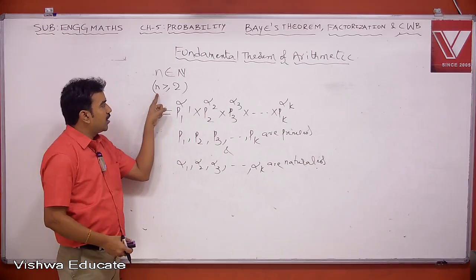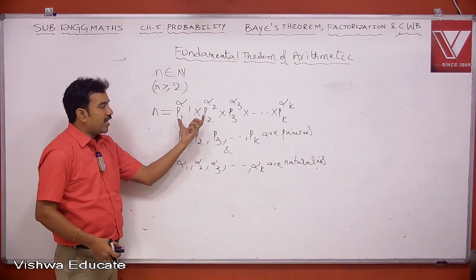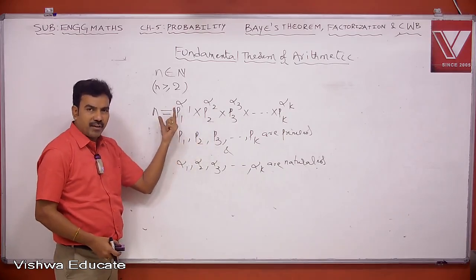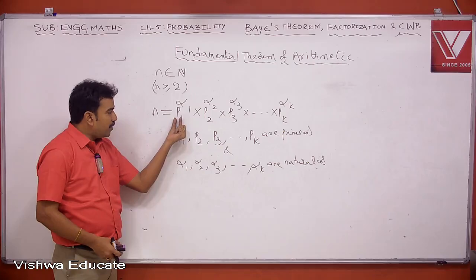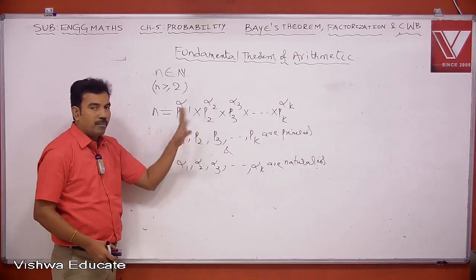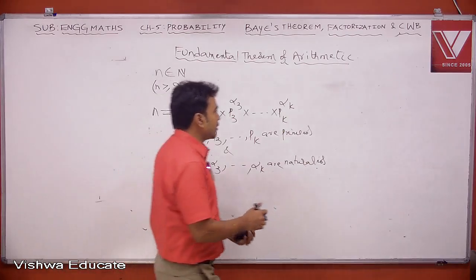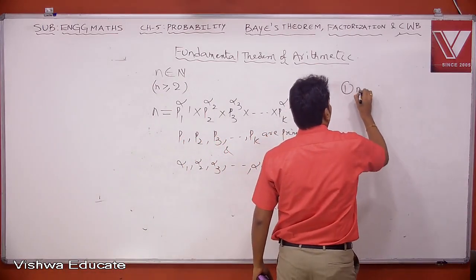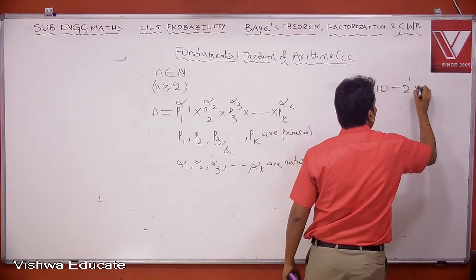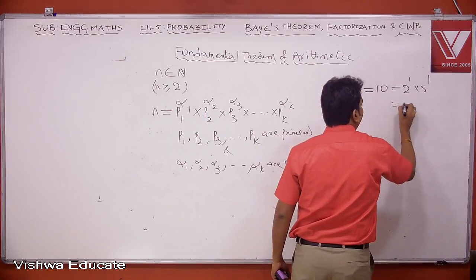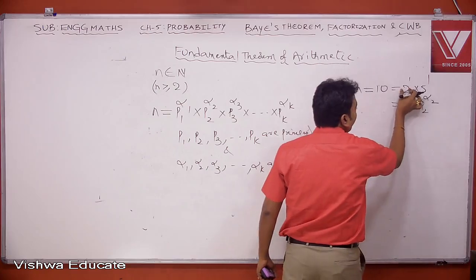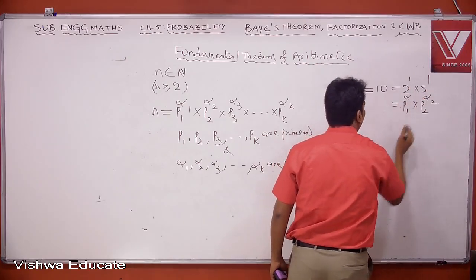So every natural number from 2 onwards can be expressed as a product of powers of prime numbers, and this is called prime factorization of a natural number. Here base values are prime numbers, powers need not be prime numbers. Let us take examples. Suppose I start with n value, for example 10. Now this 10 can be written as 2 power 1 into 5 power 1. So this is p1 power alpha 1 into p2 power alpha 2. Here p1 is 2, it's a prime, p2 is 5, it's a prime.